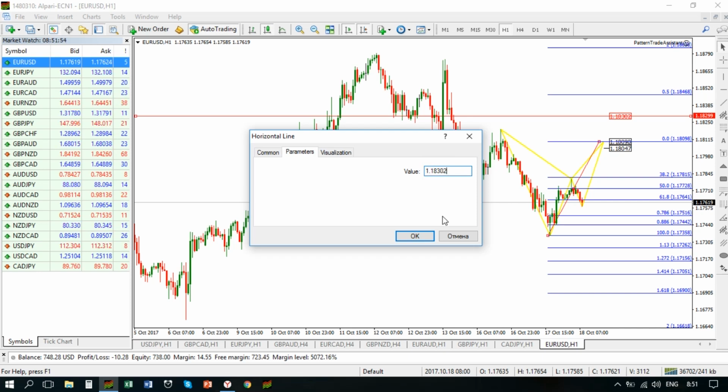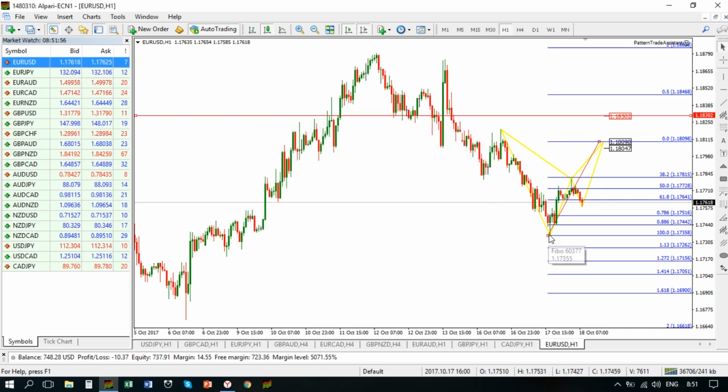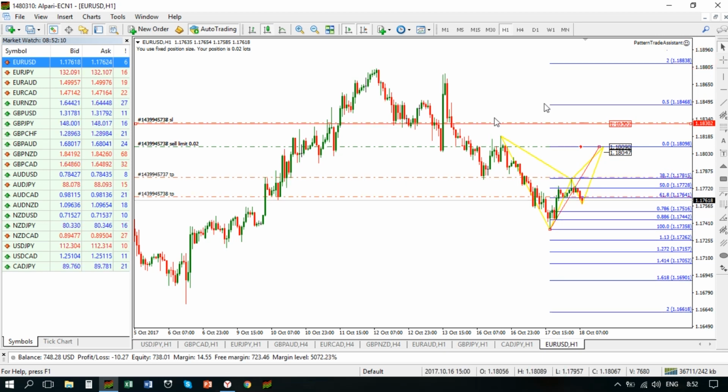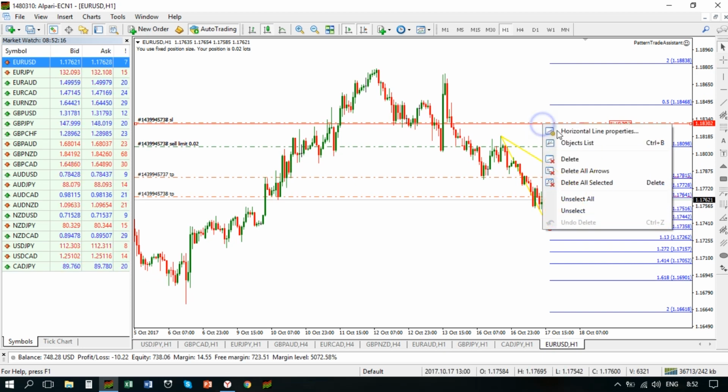Okay, so what you need to do to place a trade is simple. You stretch the Fibonacci, and you place the trade by that horizontal line. Press L on your keyboard, and this Pattern Trade Assistant, you see it smiling, will place two trades. The first one is aiming at target 1, the second one is aiming at target 2.